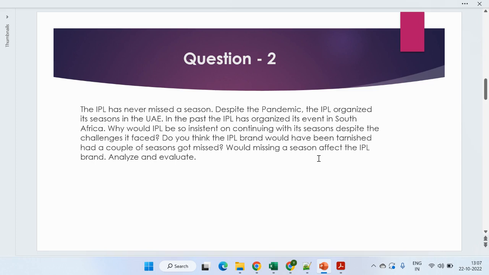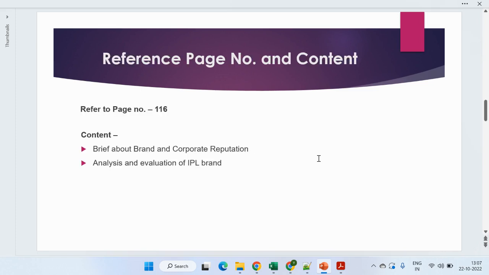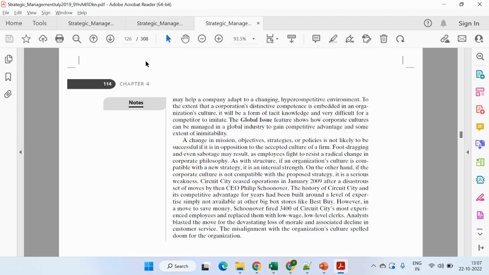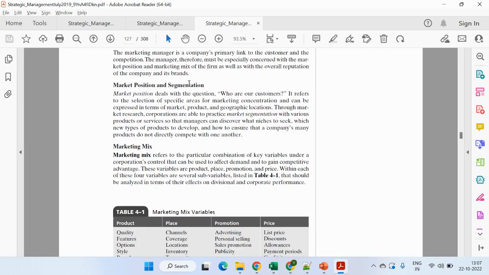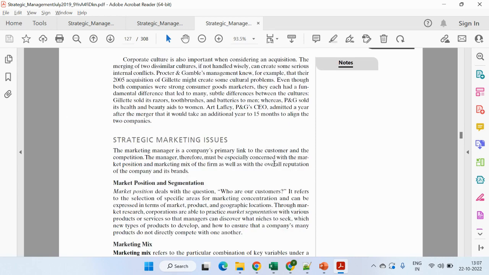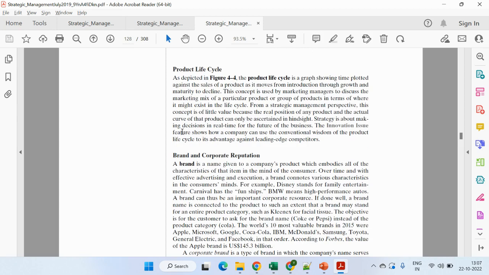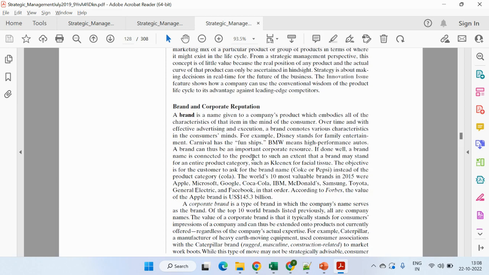So we need to talk about it again. In the book nothing is mentioned about IPL, so you need to google a little bit to understand how branding and positioning work in this case. A few things you can find from the book, although it's not much. Going to page number 116, sorry, on page number 116 you will find a few things. Maybe you can talk about market position and segmentation. That's again important, and also brand and corporate reputation.